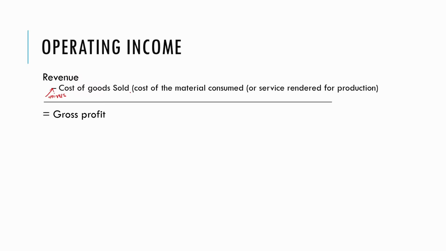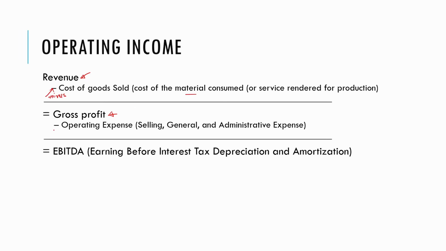What is cost of goods sold? It is the cost of the material consumed. That means whatever you sold in terms of number of units, the cost of those units will be the cost of goods sold. So if you take that out from the revenue, that will give you the gross profit. Then if you subtract operating expenses from the gross profit, you get the EBITDA, which is called the earnings before interest, tax, depreciation and amortization.